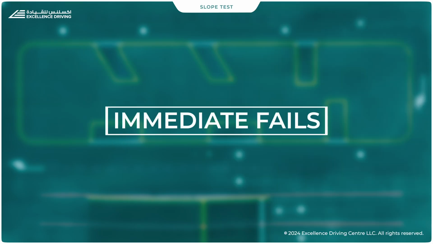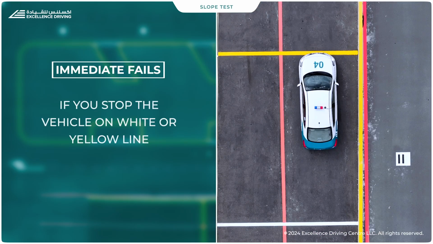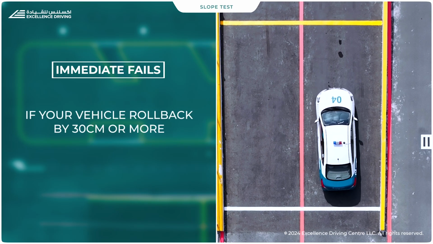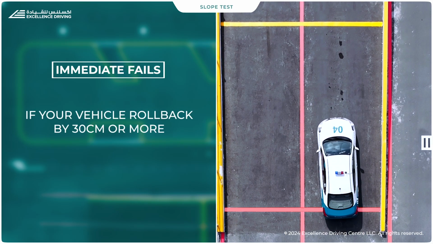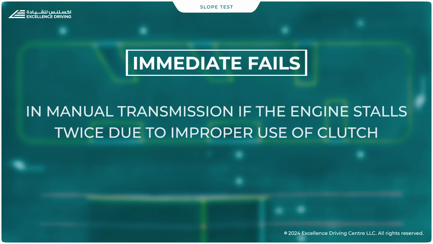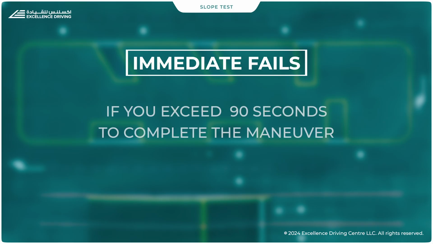Immediate fails. Slope test. If you stop the vehicle on the white or yellow line. If your vehicle rolls back by 30 centimeters or more. In manual transmission, if the engine stalls twice due to improper use of clutch. If you exceed 90 seconds to complete the maneuver.